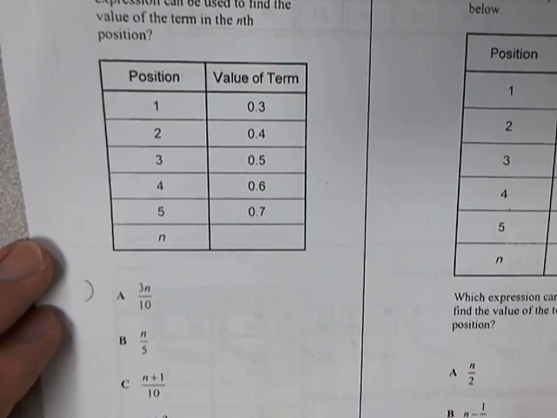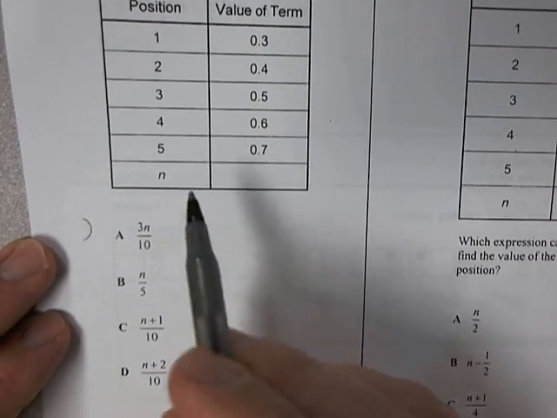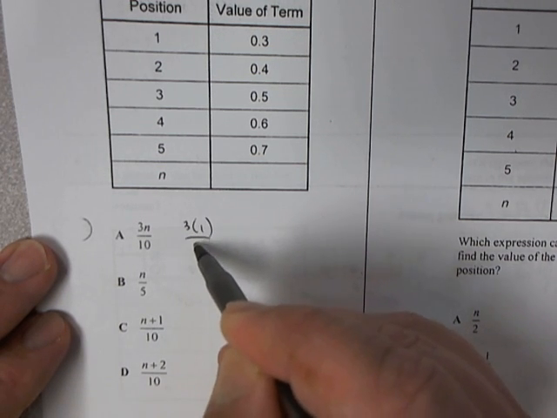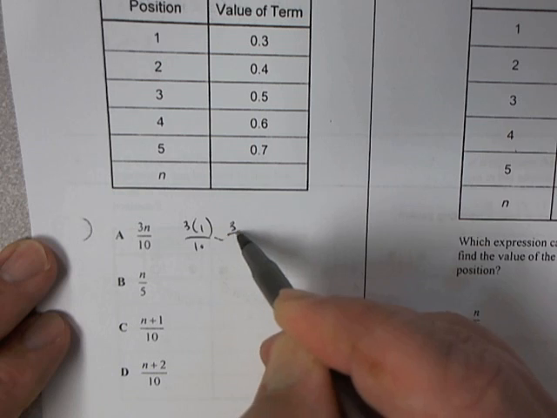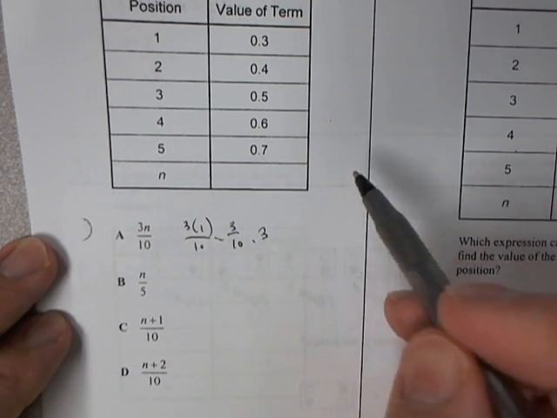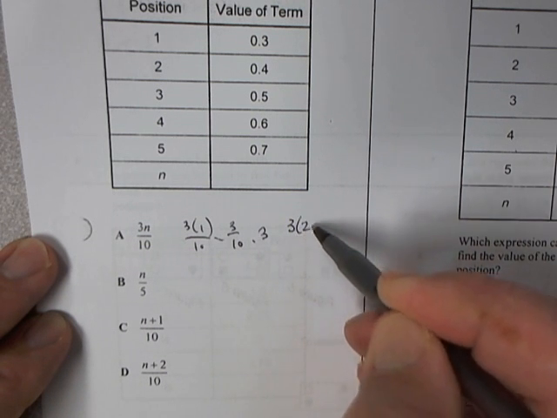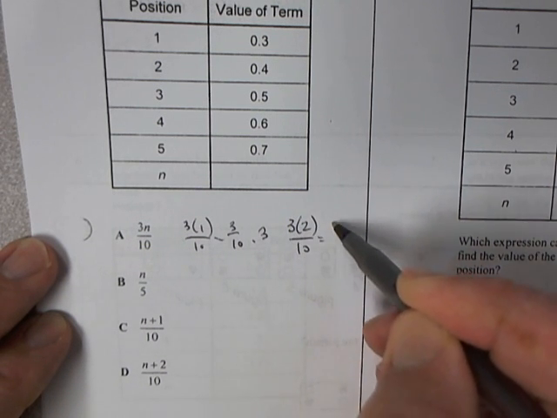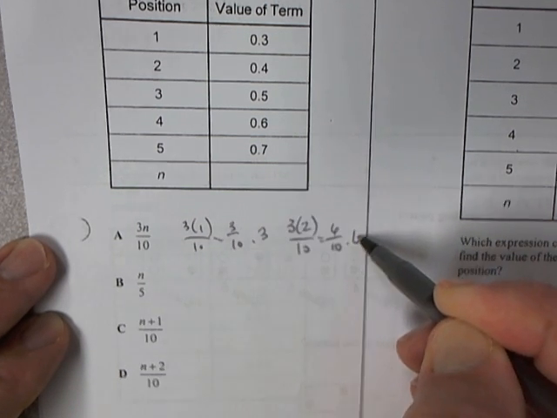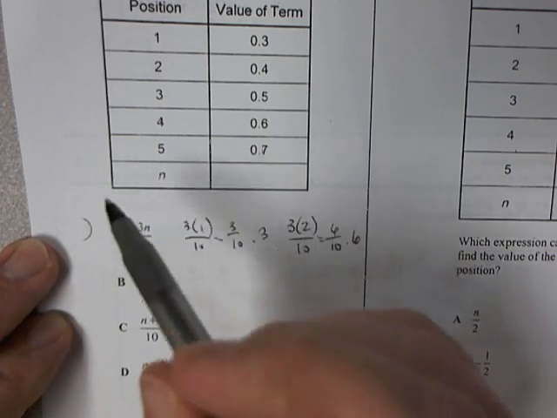Next question. So we have decimals again as our term values. Let's plug in position 1 into answer choice A. We get 3/10, which is the same thing as 0.3. Let's plug in position 2. We get 3 times position 2, which is 6/10, which is the same thing as 0.6. We're not looking for 0.6 in position 2. We want 0.4, so it can't be A.